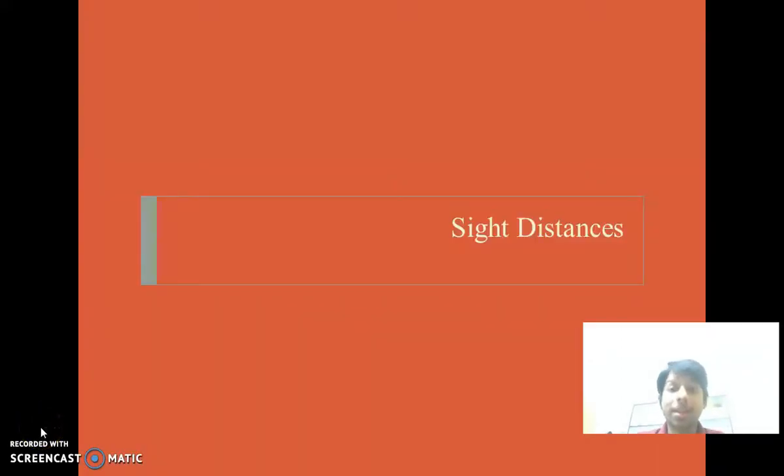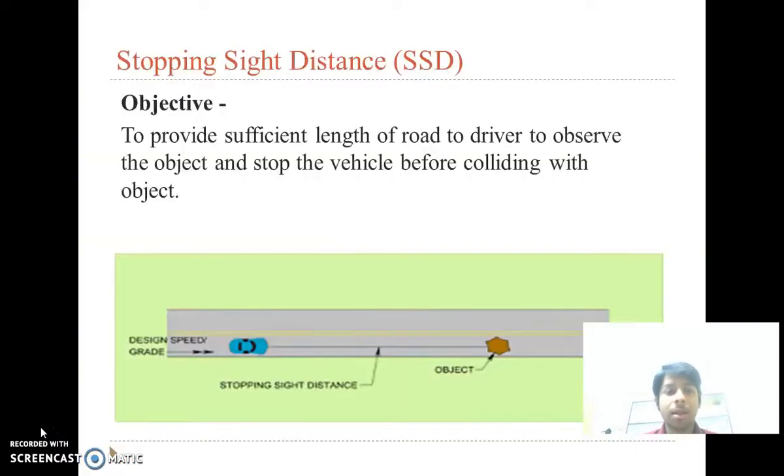Now friends, we'll talk about sight distances. There are three different kinds of sight distances: stopping sight distance, overtaking sight distance, and intermediate sight distance. Why are we providing this? What is its objective? What happens if we don't provide it? These kinds of questions we are going to answer. So starting with the stopping sight distance.